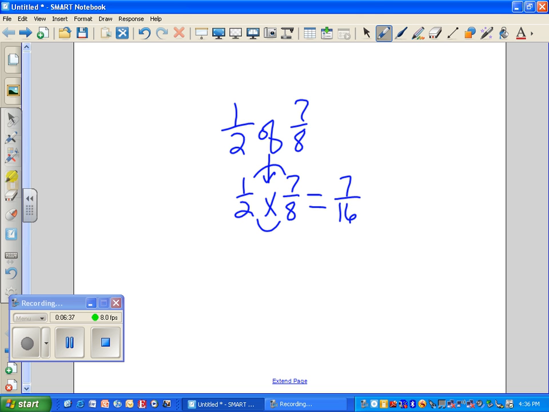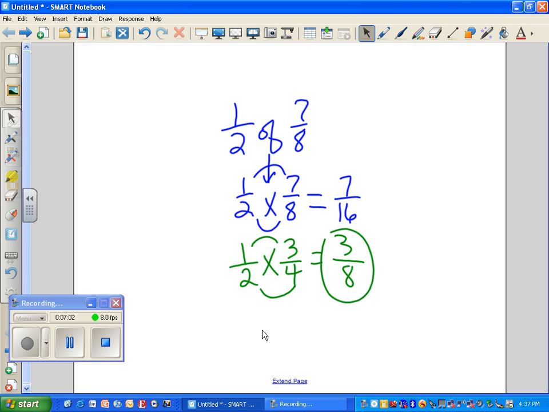So let's try another one. Let's do half of 3/4. All right, so we're going to multiply the tops. That's going to be 3, and then we're going to multiply the bottoms. That's going to be 8. It's real easy. So what's half of 3/4? 3/8 is half of 3/4.